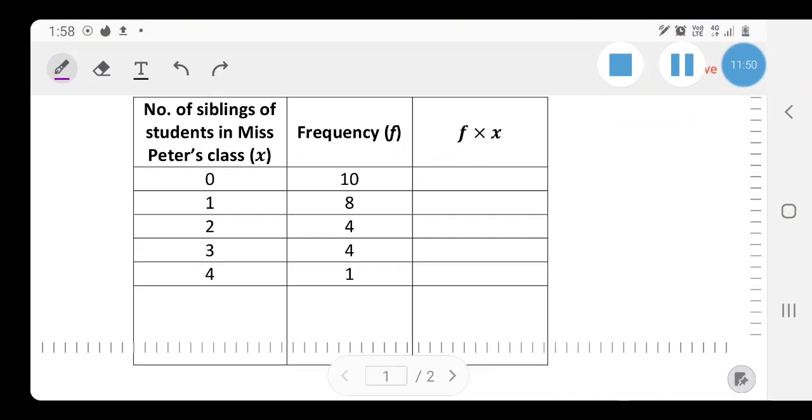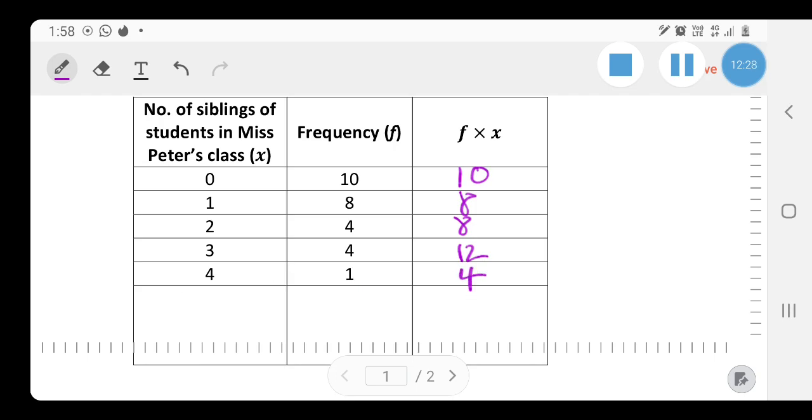All right. So what I've done here is I have created an f times x column. That's the frequency times the number of siblings. So let's fill in that column. F times x, frequency times x, which in this case represents the number of siblings, all right? Okay, 10 times 0 is 0, 8 times 1 is 8, 4 times 2 is 8, 4 times 3 is 12, 1 times 4 is 4.